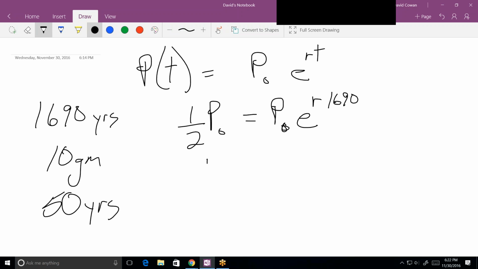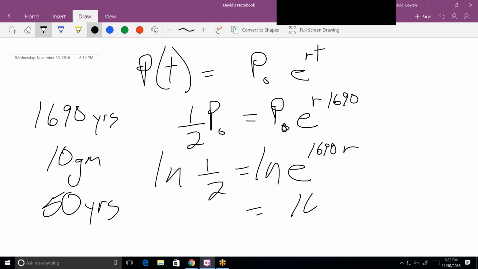1/2 equals e to the power of r times 1690. Now you take the natural log of both sides, and you get 1690 times r equals natural log of 1/2. Divide both sides by 1690, and that's what r is.